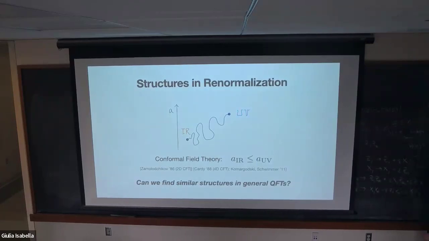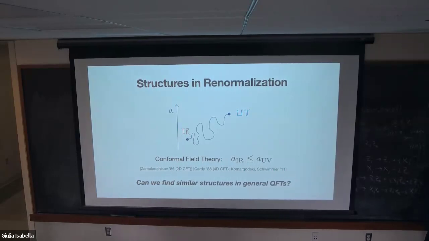Normally when we compute the RG equations, we just compute the running of the coupling as a function of energy scale. We don't think too much about structures, but there are beautiful theorems in special conformal field theories that have very general results relating the coefficients between UV and IR. These are the so-called 2D c-theorem or the 4D a-theorem for conformal field theory.